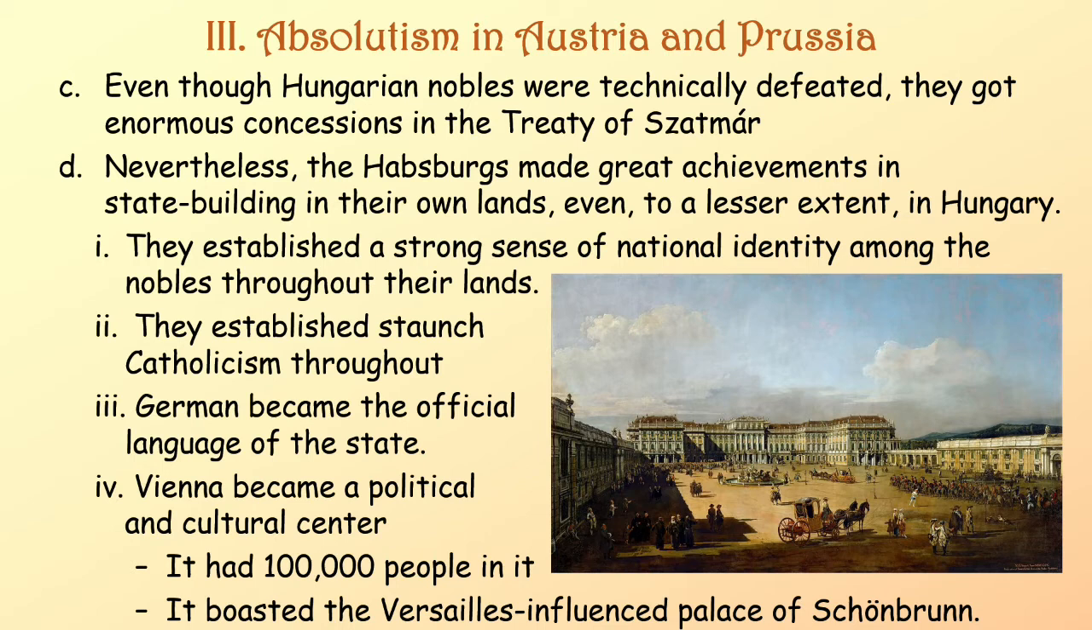Nevertheless, the Habsburgs made great achievements in state building in their own lands and even to a lesser extent in Hungary. They established a strong sense of national unity among the nobles throughout their lands, and they established staunch Catholicism throughout. German became the official language of the state. Vienna became a political and cultural center. It had 100,000 people in it, and it boasted the Versailles-influenced palace of Schönbrunn.